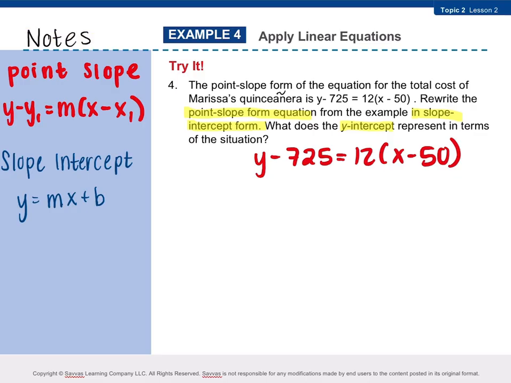So we want to go from point slope to slope-intercept. Notice slope-intercept is solved for y. It's always y equals mx plus b. So that's all we want to do. We want to solve for y.